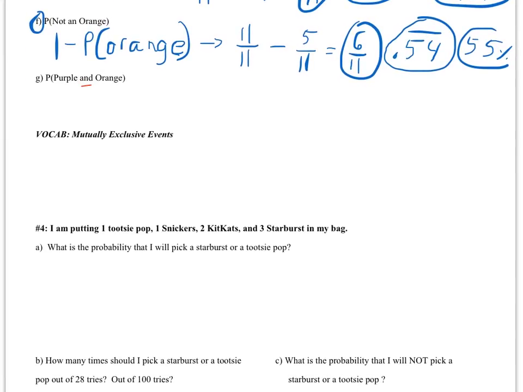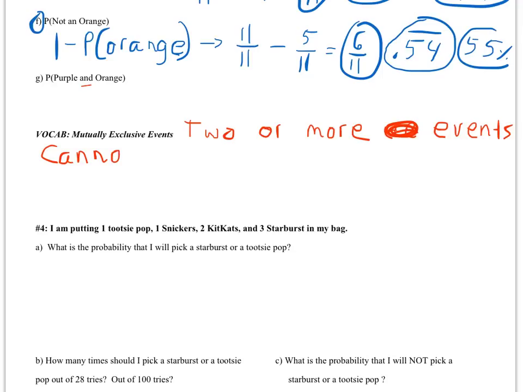Here's what mutually exclusive means. It means that 2 or more events cannot occur at the same time. Or together, you could say. The 2 events cannot occur at the same time.